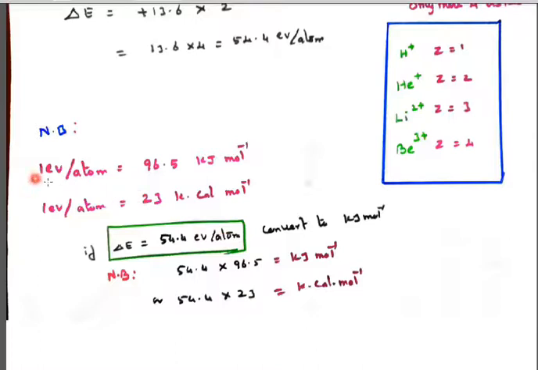Now if the units are changed, electron volt per atom converted to kilojoules means multiplied by 96.5. If electron volt per atom is converted to kilocalories, multiply by 23. So in our question, 54.4 electron volt is the answer. To convert into kilojoule per mole, we multiply by 96.5, and the obtained answer will be in kilojoule per mole. If asked in kilocalories, multiply by 23. So these are the tricks for converting electron volt into kilojoule and electron volt into kilocalories.